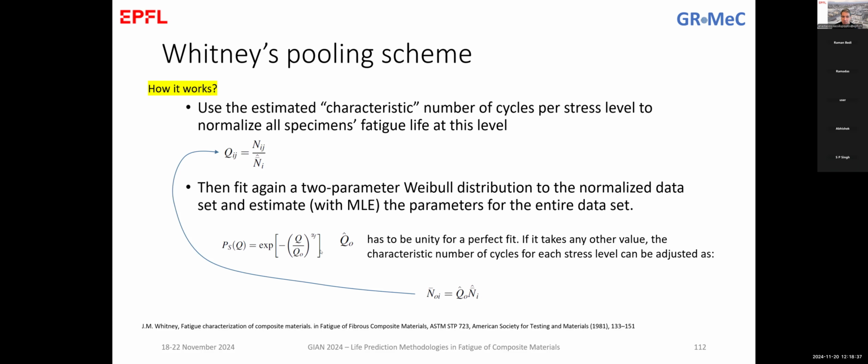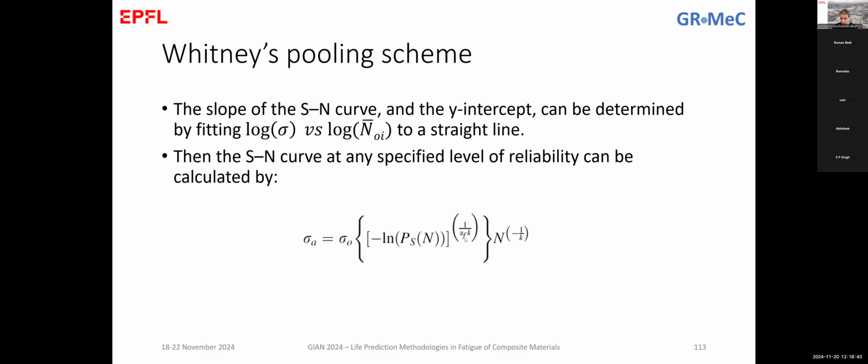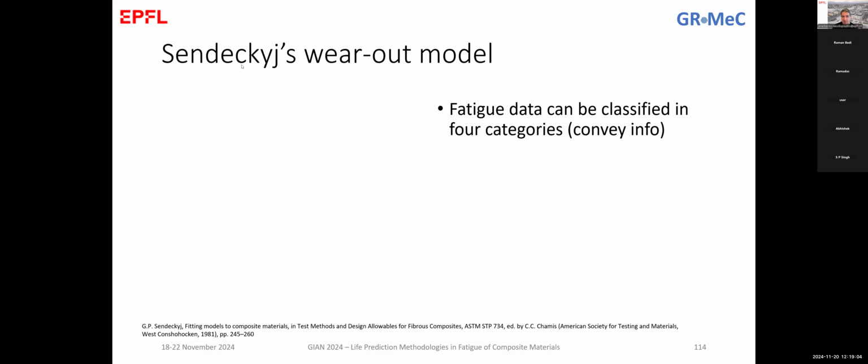If you have this condition, it means that you have already defined this alpha F, which is the coefficient for the entire data set. And by having this alpha F, you can fit and establish, if you like, your S-N curve according to Whitney's scheme by following this equation. So Sendeckyj, another model, was from the same STP 734 in 1981, and it was called Fitting Models to Composite Materials.